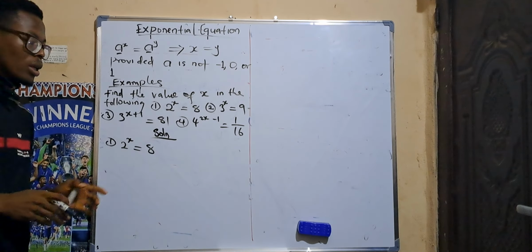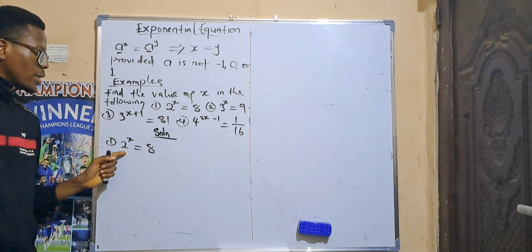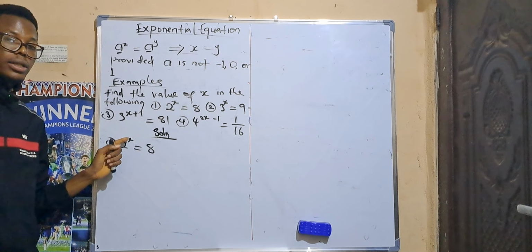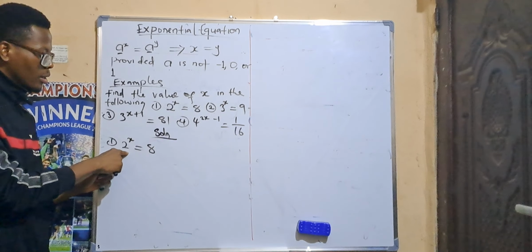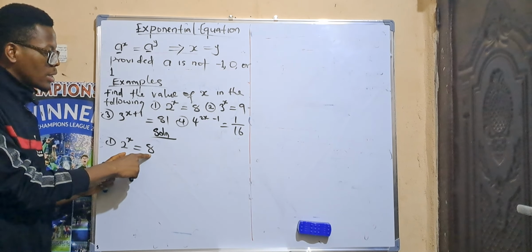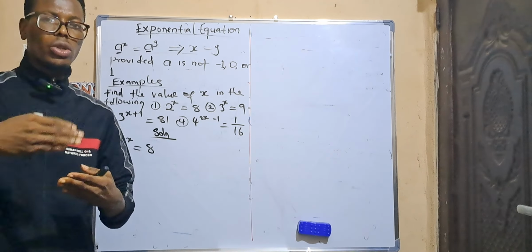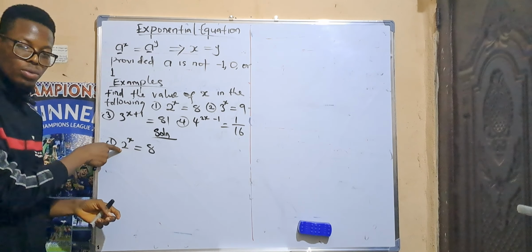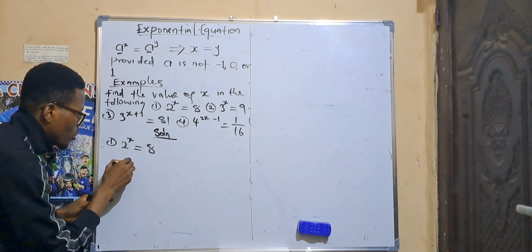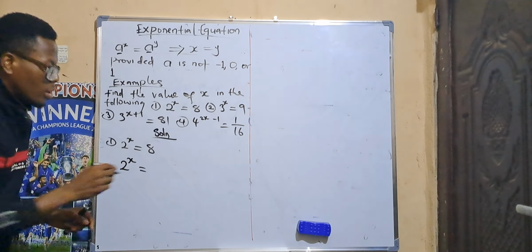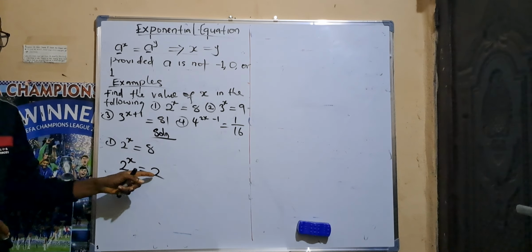Now, what do we do here? Can you see that the 2 here is raised to the power of x? So what we're going to do is make sure that this 8 has the same base as this. Now let's make this 8 have the same base. What number are we going to raise to a power that will have 2 as the base?